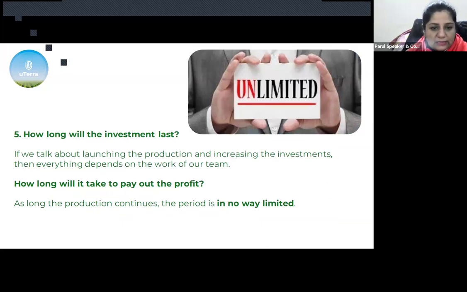How long will the investment last? If we talk about launching the production and increasing the investments, then everything depends on the work of our team. And as we know, the production continues. The period is in no way limited. So it's unlimited. If we know the value of this project, what the biohumus is going to do, it's giving life to dead soil. And no country can deny that they want it. Everyone wants it, especially when you can use it in your private household garden also, and at the state level also. Then it's a need of everyone.